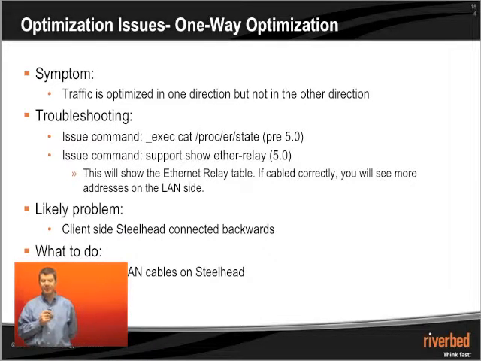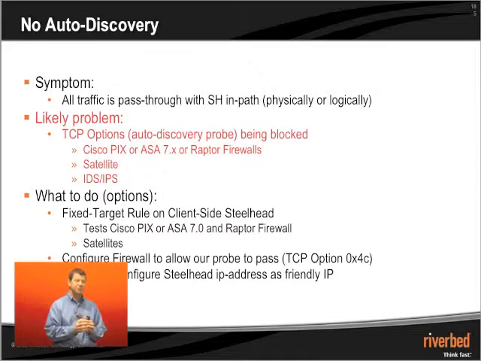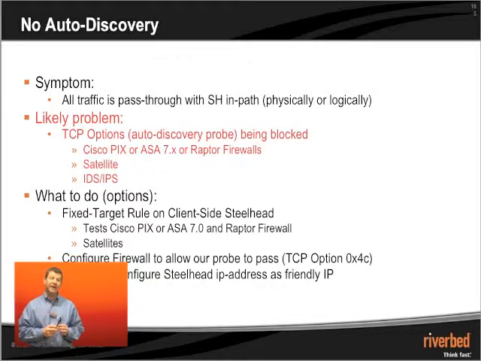Another problem is maybe auto discovery is not working. You may be using some type of device, either intrusion prevention or intrusion detection. Maybe you've got some kind of a firewall or a satellite network which is stripping your TCP option field. In that case, we're going to be losing our auto discovery probe, and we need to use a fixed target rule. Why does a fixed target rule work when auto discovery does not? Because fixed target rules do not use probes. We define exactly where that connection should terminate, the steelhead appliance's IP address.